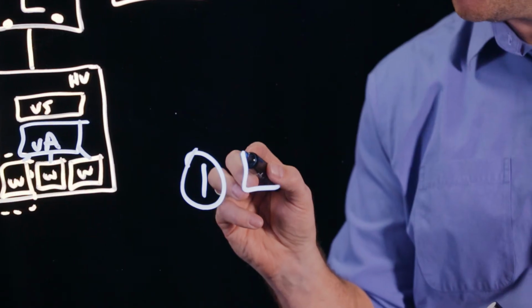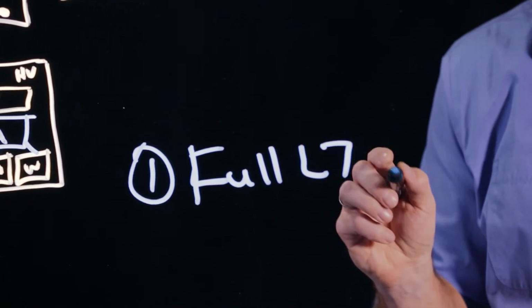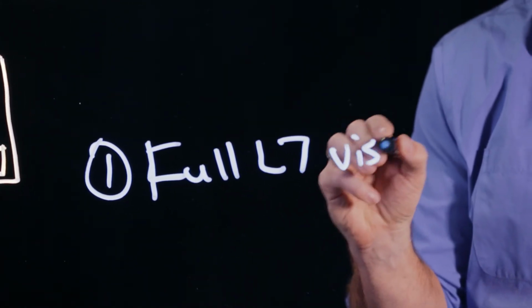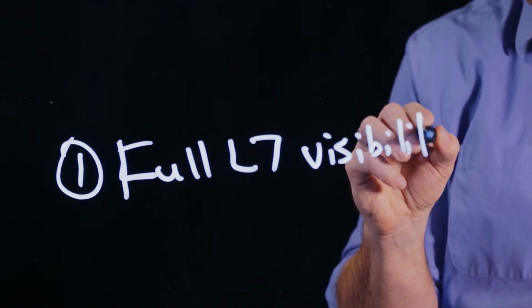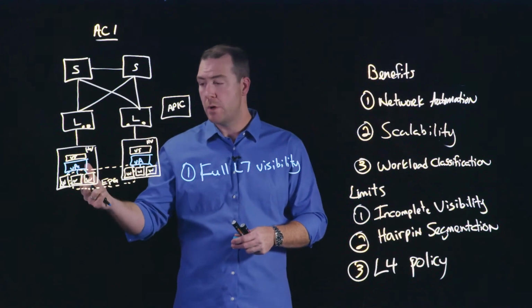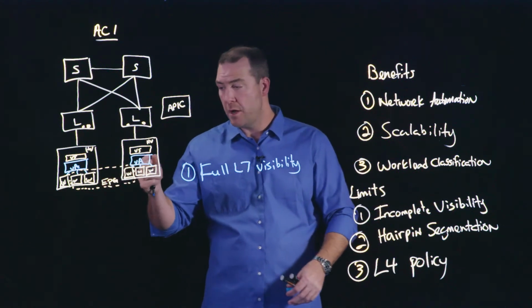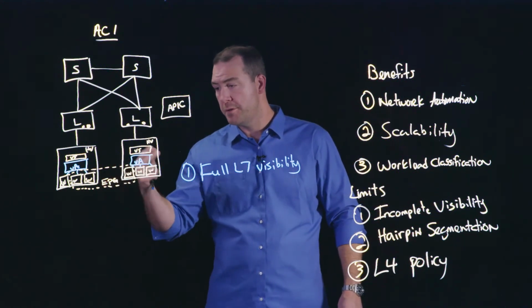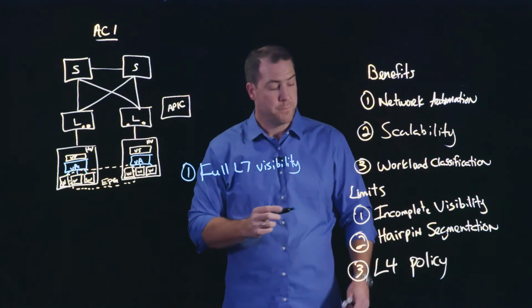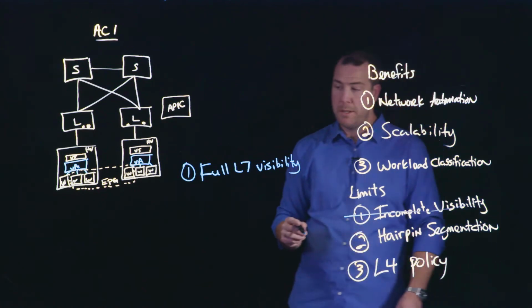So now we are seeing full layer 7 visibility of all of the workload and application traffic within our virtual environment. So now we've gained a lot of visibility off the vArmour component that's sitting within this virtual infrastructure. So that addresses the incomplete visibility piece.